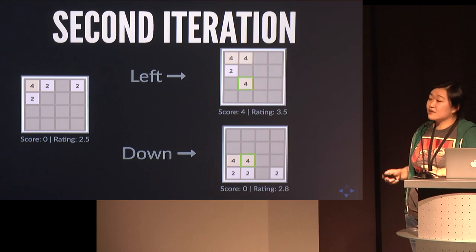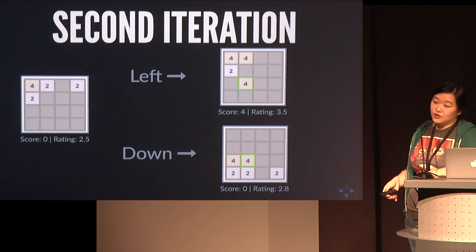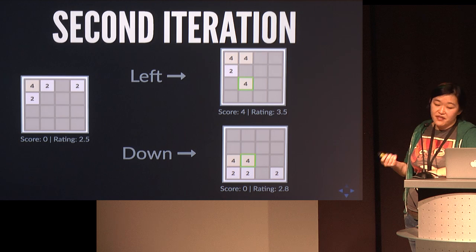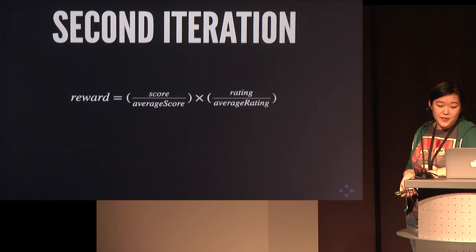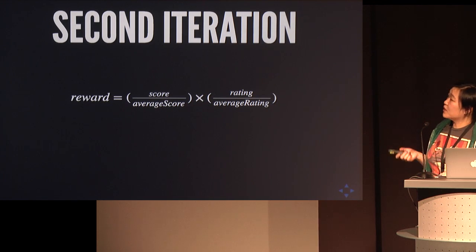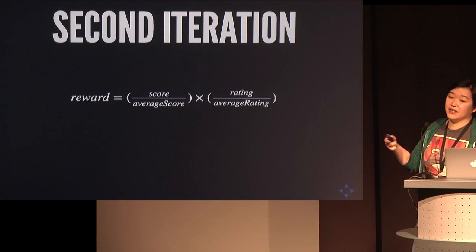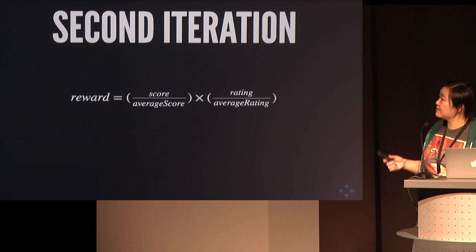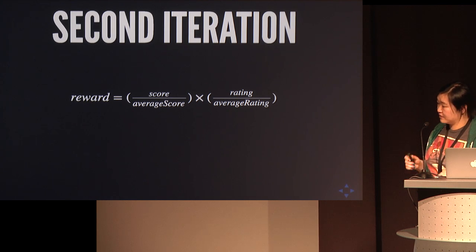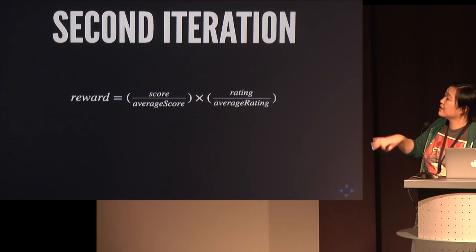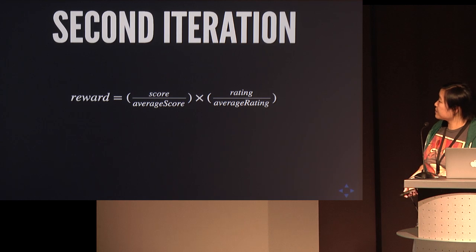I tried it, it wasn't that great. It kind of looked like the score before, so I tried other things, and I came up with this, where the reward was basically the score divided by the average score times the rating divided by the average rating. And the average was taken from the last 100 games, so it was not the complete average, it was just the last 100, if there is a tendency so that we can use it.